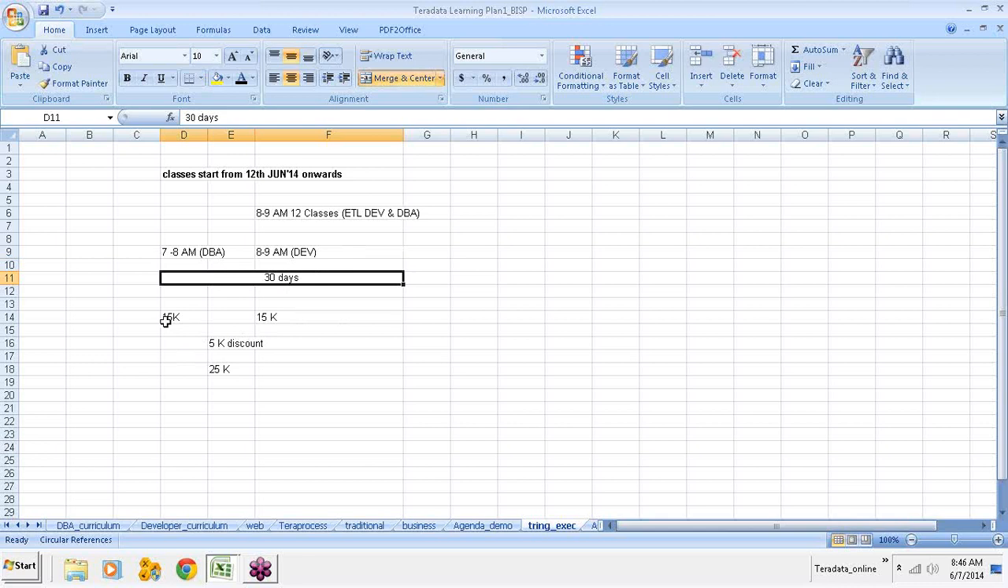And the course structure, fee structure for both the courses is 15K each, and if you join both together, then you will get a 5K discount and you can pay only 25K for both the tracks to complete in a single batch. So these are the course structure and fee structure.